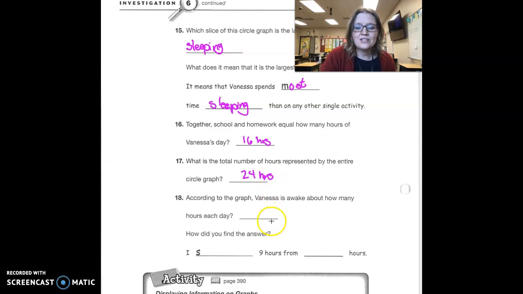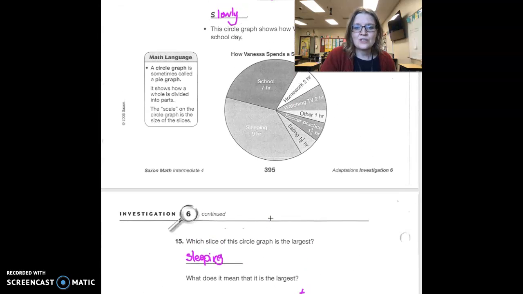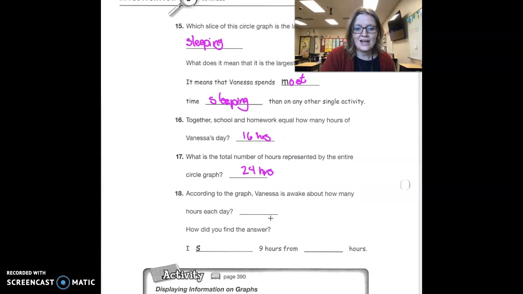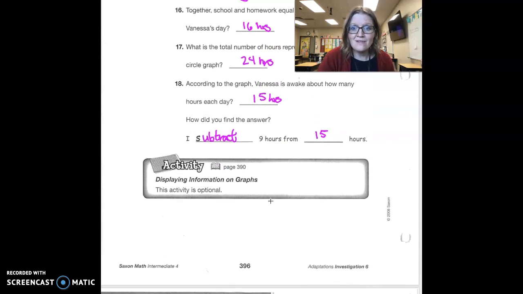According to the graph, Vanessa is awake how many hours of each day? We just take 24 and subtract 9 from it. 24 hours minus 9 is, we've got to think about it, 15 hours. So we subtract. And there we have it.